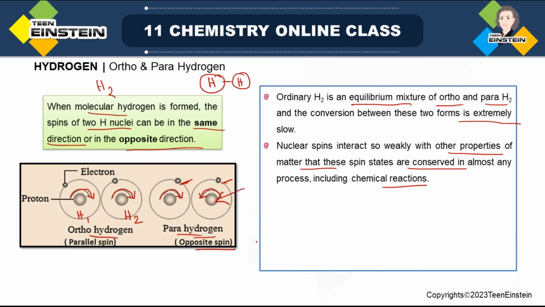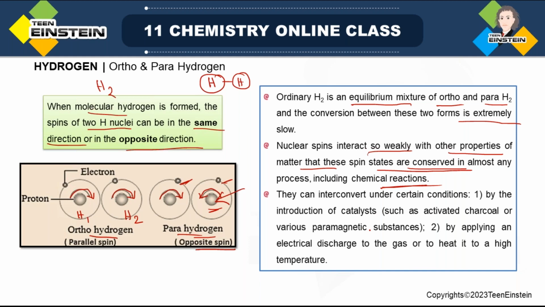And the ortho and para hydrogen definition is based on the nuclei, that is the direction of the nuclei. Spin states are conserved not just in chemical reactions, but in other processes also. Suppose you are simply heating it and then taking it back to the original temperature, or you are doing some chemical reaction, but it has nothing to do with the nucleus. So in most processes, the interaction of nuclear spin with these external disturbances is not so high. That is why it remains the same.